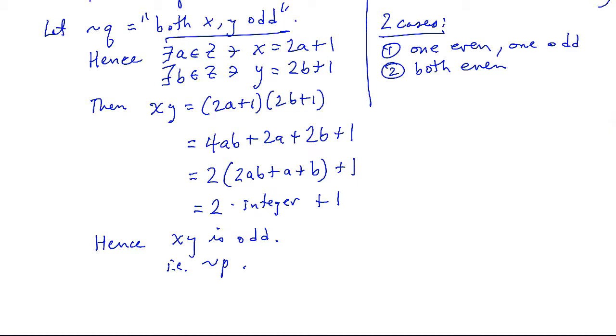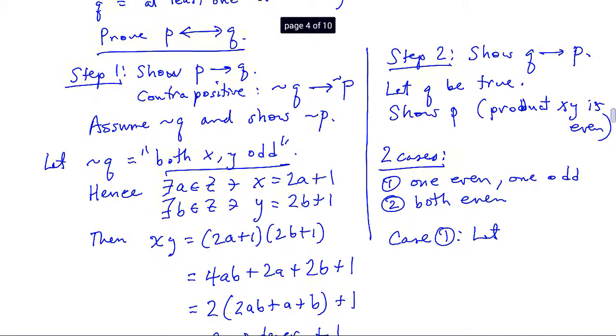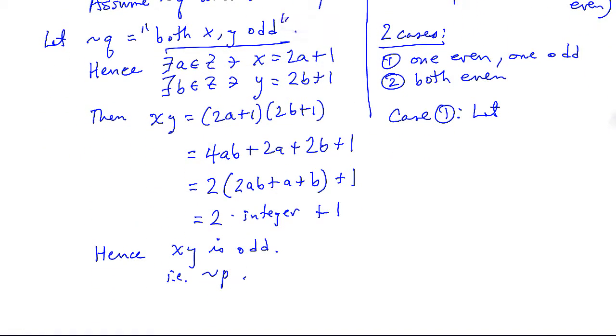And case 1, let x and y have one of each. Let's let x be even and y be odd. Okay? And we can do that without loss of generality. We don't have to consider the other case where x is odd and y is even.